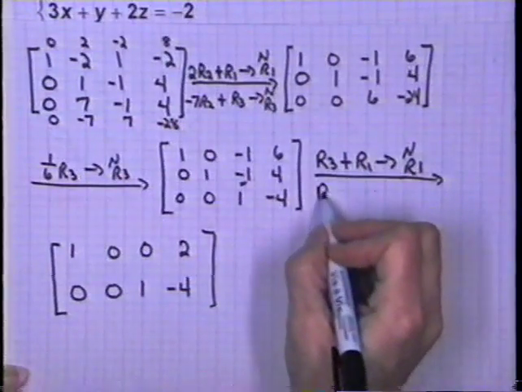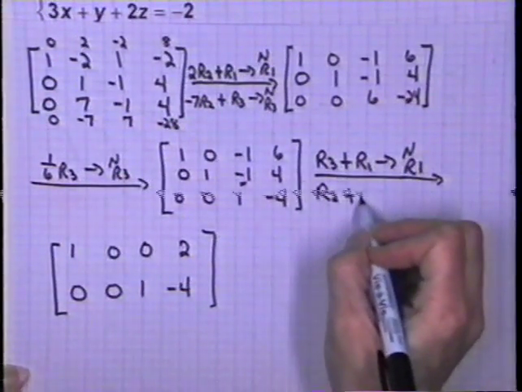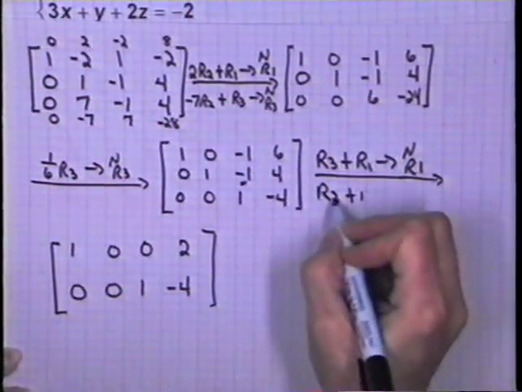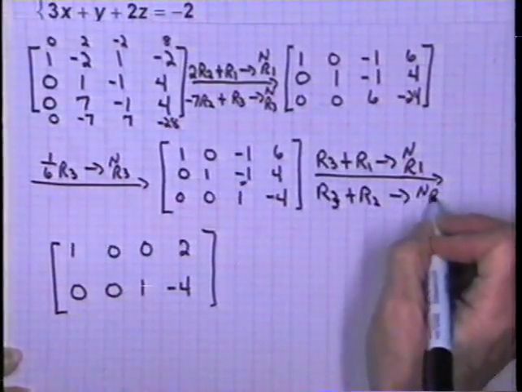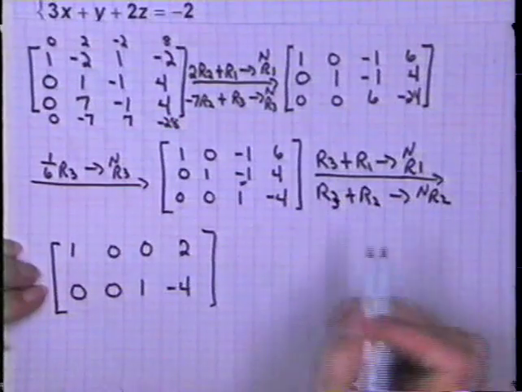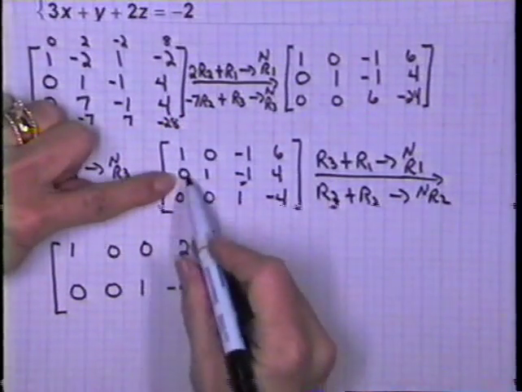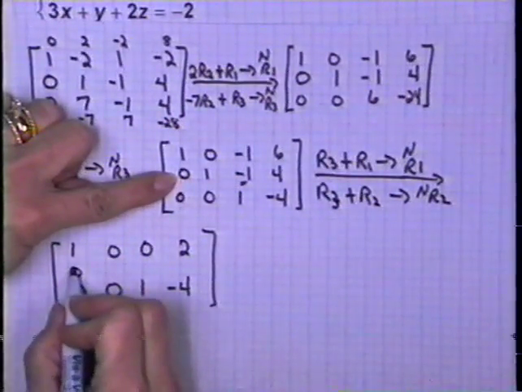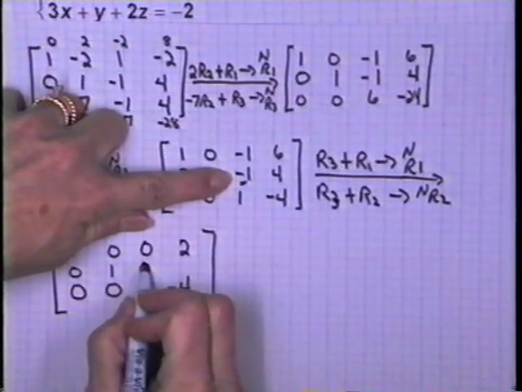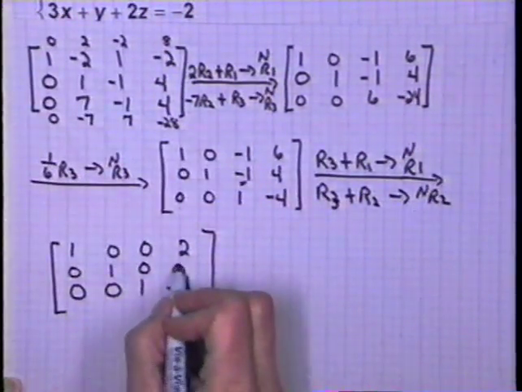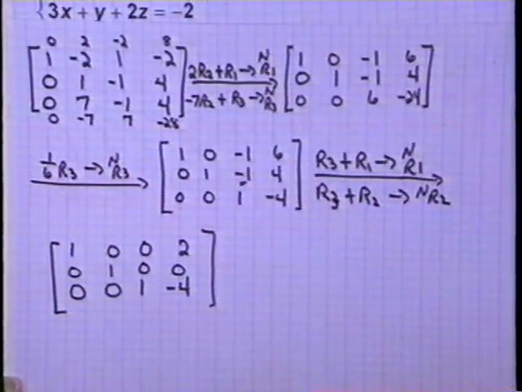So I can do row 2. Notice again, I just need to add row 3 to row number 2. It's going to give me my new row number 2. So if I add the numbers in row 3 to row 2, I get a 0, 1. 1 and -1 gives me a 0. 4 and -4 also gives me a 0.